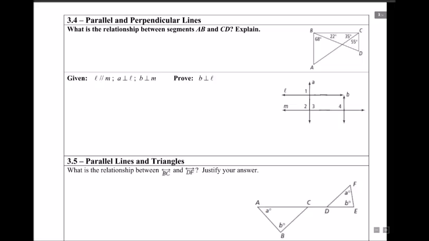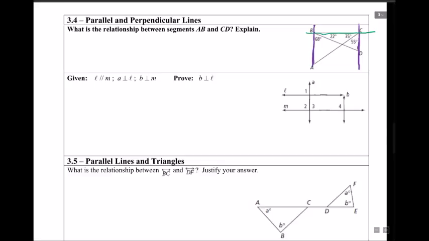Our first problem asks us, what is the relationship between segments AB and CD? So let's go over to our diagram and find segment AB and segment CD. Okay, we want to know the relationship between them. Well, I see two lines. Let's extend them a little bit, and they just happen to be cut by our transversal. And let's look at the angles that we have in there.